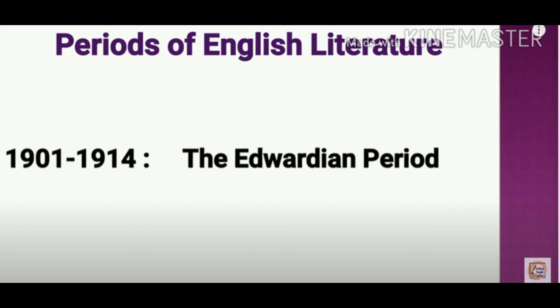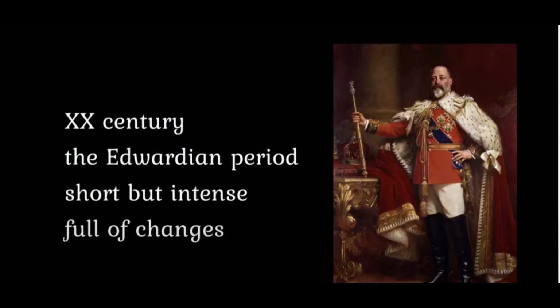Another well-established writer was Henry James, who published his novels in the Edwardian era. These were The Wings of the Dove, The Ambassadors, and The Golden Bowl. The beginning of the 20th century is called the Edwardian period, and it is a short but intense period full of changes in all fields of life.